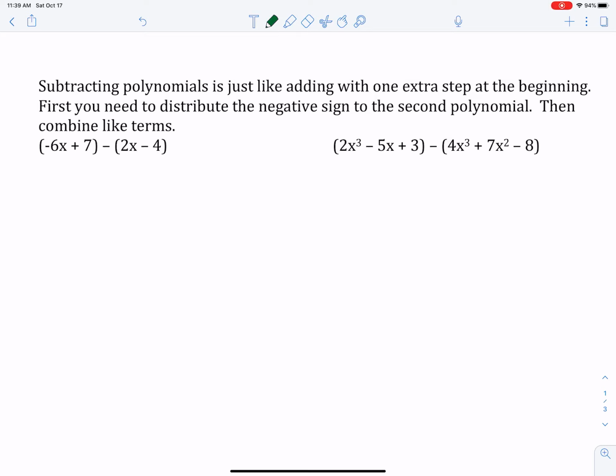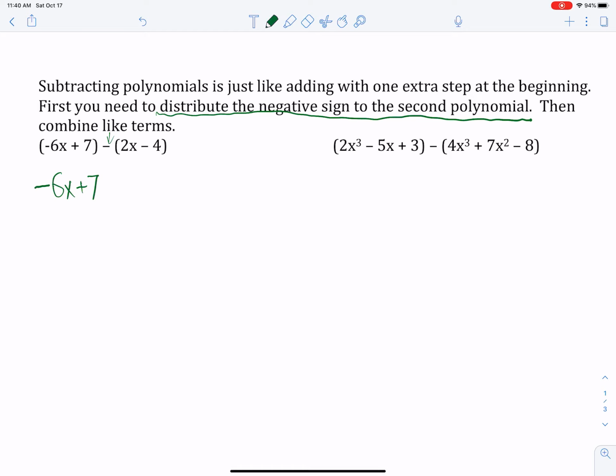Subtracting polynomials is just like adding them, but there's one extra step at the beginning. Basically, instead of just dropping the parentheses, because there's a minus in front of the second one, you need to distribute the negative sign to that second polynomial. So looking at our first problem here, negative 6x plus 7 minus 2x minus 4, there's nothing in front of the first parentheses, so we can just leave that one and all the terms in there as they are.